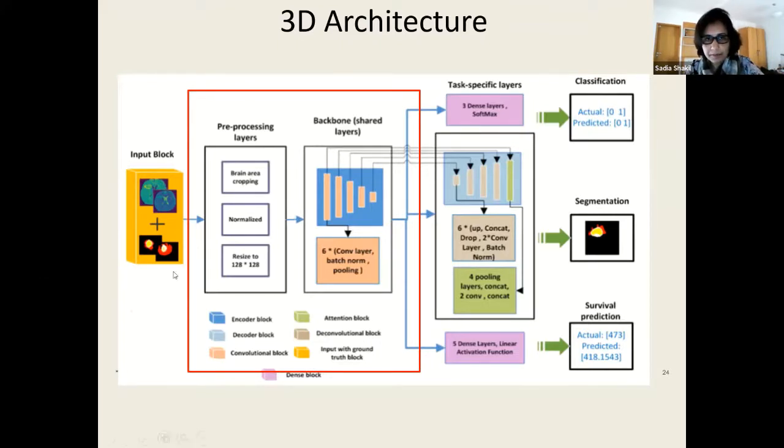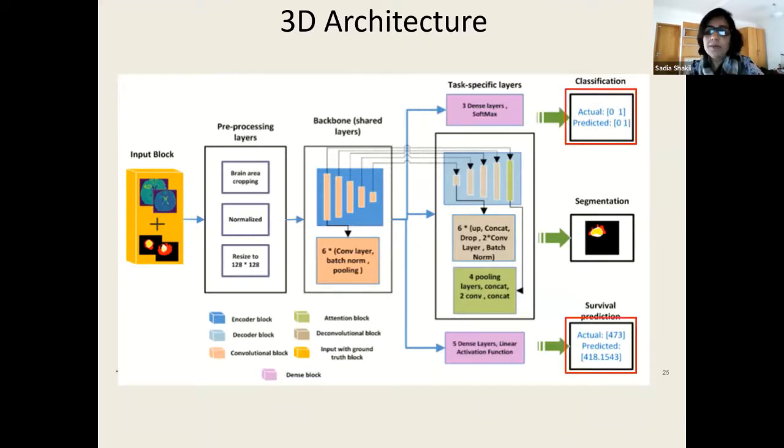So again, this first part that I am showing enclosed in the red block, this is the encoding part. It is again exactly doing the same thing, but based upon the new data that we have provided here. And from the encoder, as you saw in the last case, we were getting classification. Here again, we are getting classification and survival prediction, both from the encoder. And from the decoder part, again, we are getting segmentation.